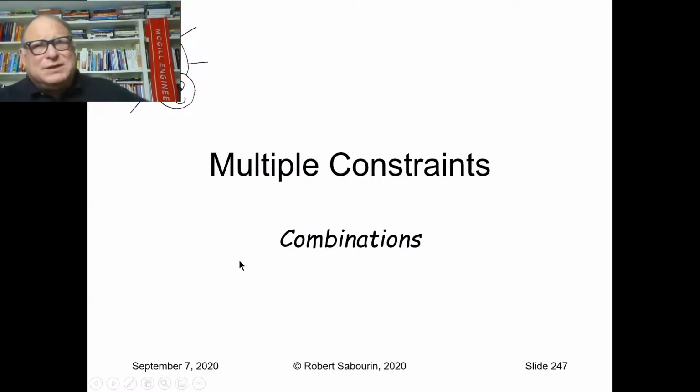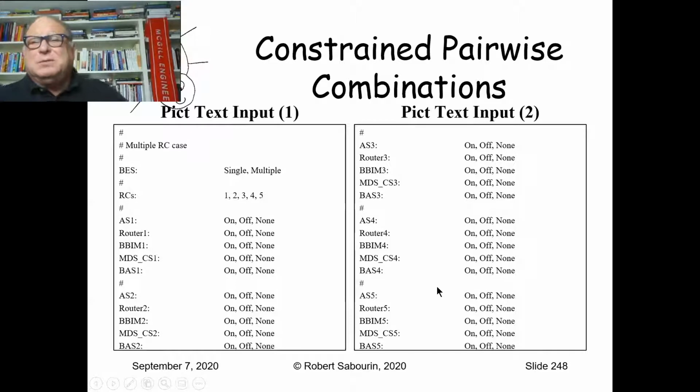You can have multiple constraints and combinations of them. This is from a real project I worked on where they were testing a lab full of routers. They could basically have a single or multiple sets of routers, and there could be between 1 and 5 of them. And each one of the 5 had 5 parameters, which could be in 3 states: on, off, or none. So that's basically the configuration parameters for their router test lab.